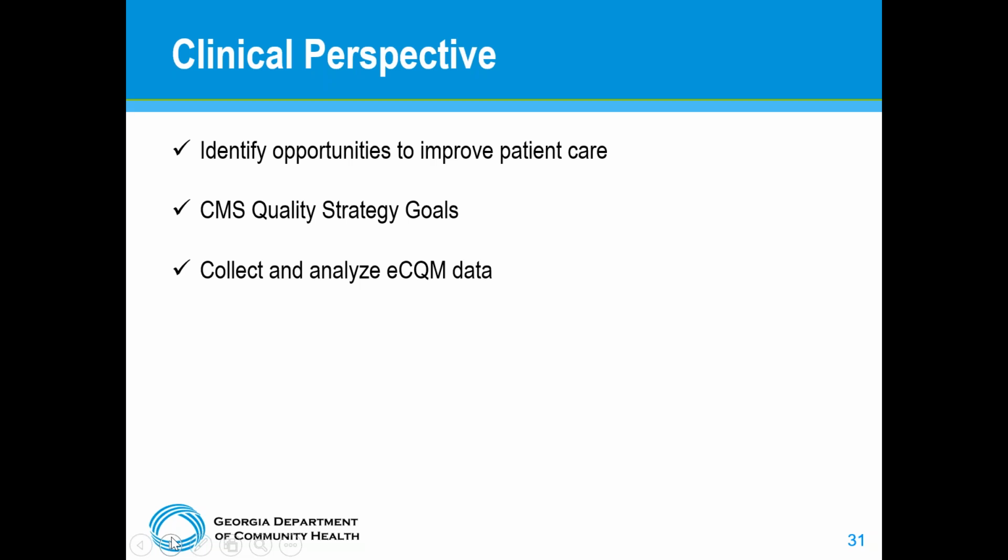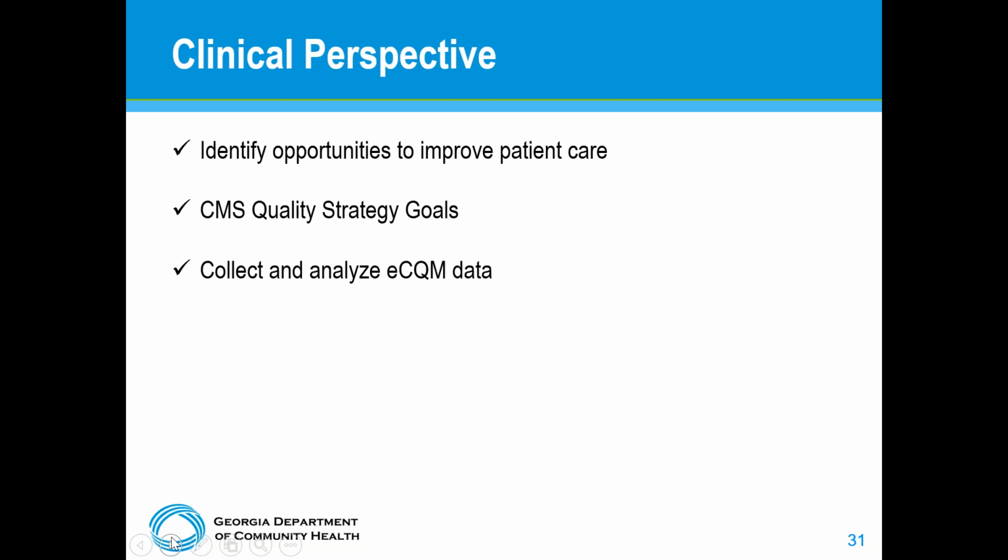And if you look at the 6 quality strategy goals, there's a lot in there. There's a lot packed into 6 statements, and I'll just go through them quickly. The first one is to make care safer by reducing harm caused in the delivery of care.